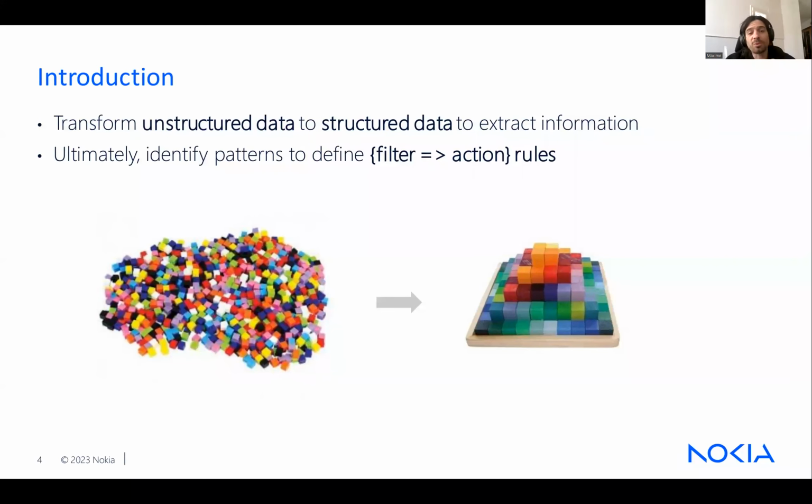So our problem is that unstructured data are everywhere. They're ubiquitous. We find them in huge quantity, and they contain relevant information that we want to extract. The problem is that usually we need to structure this data before we can extract any relevant information. So how do we do that? We need to be able to identify patterns so we can build filters that will recognize these patterns, and then we can define rules or actions associated to each.